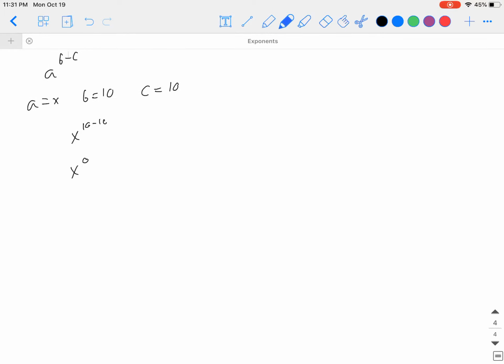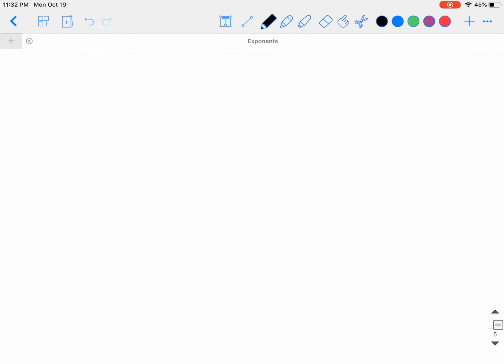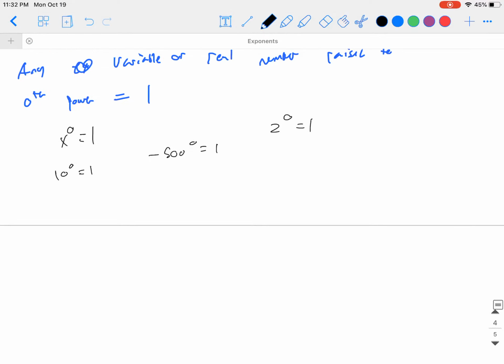Any variable or real number raised to the 0th power equals 1. So that means x to the 0 equals 1. This also means 10 to the 0 equals 1, negative 500 to the 0th equals 1, z to the 0th equals 1. This is a very important exponent rule that needs to be known: when you raise anything to the 0, it is 1.